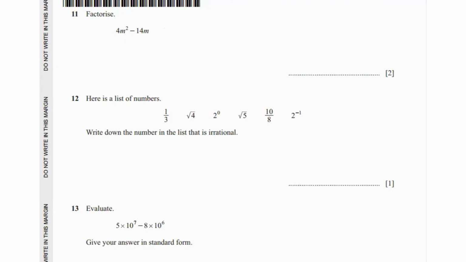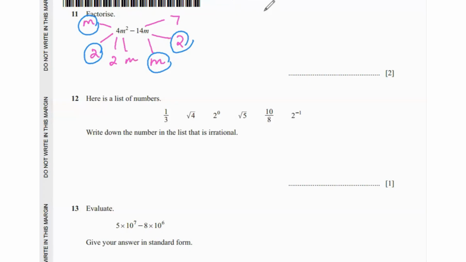So what we can do is split the 4 into 2 times 2, and m squared is m times m. 14m is 7 times 2 times m. Now if you notice, we have an m common between 4m squared and 14m, and we have a 2 common. Whatever is common comes outside, so 2m, and whatever remains will be inside the brackets. That's going to be 2m minus 7. So that's your factorization of this expression.